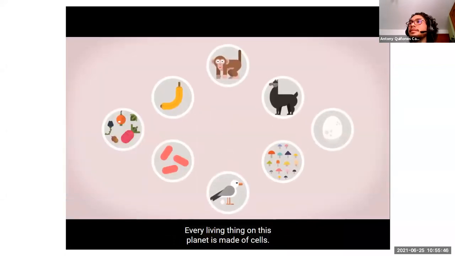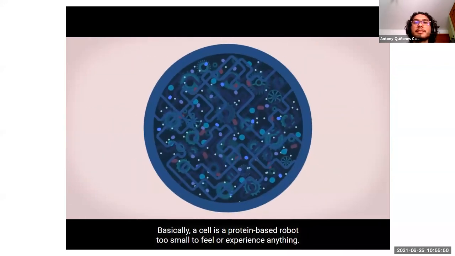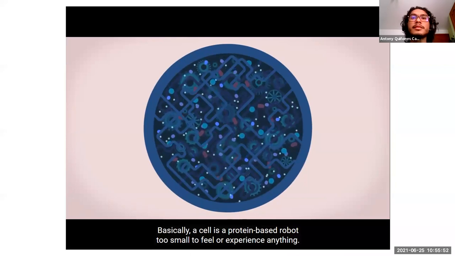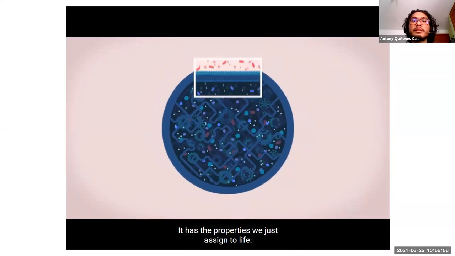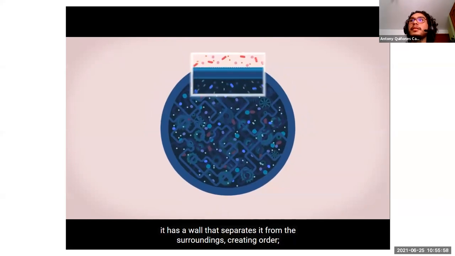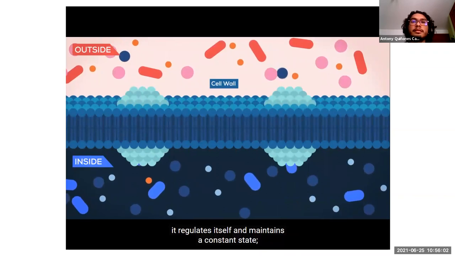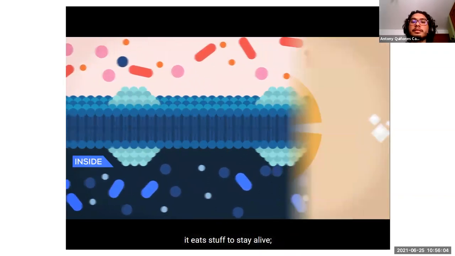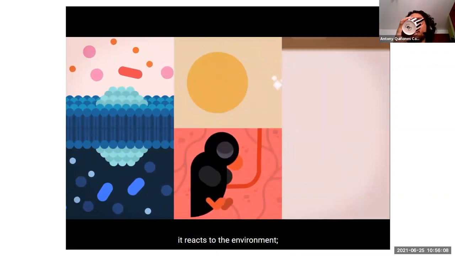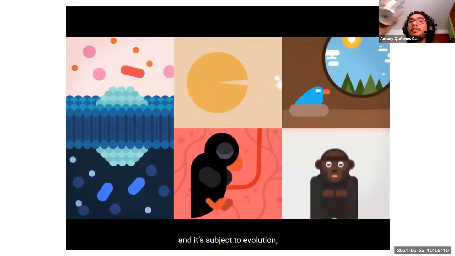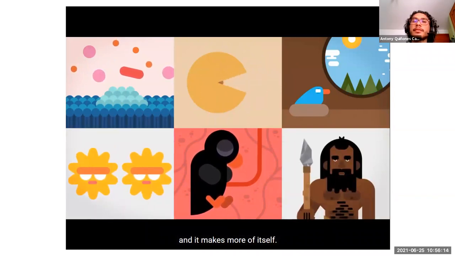Every living thing on this planet is made of cells. Basically, a cell is a protein-based robot too small to feel or experience anything. It has the properties we just assigned to life. It has a wall that separates it from the surroundings, creating order. It regulates itself and maintains a constant state. It eats stuff to stay alive. It grows and develops. It reacts to the environment. And it's subject to evolution. And it makes more of itself.